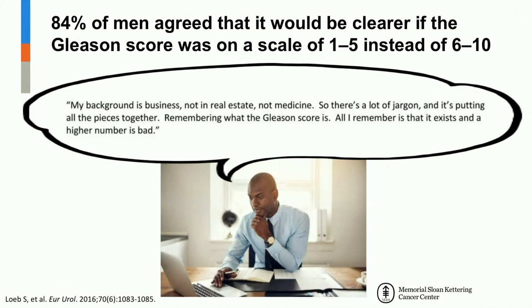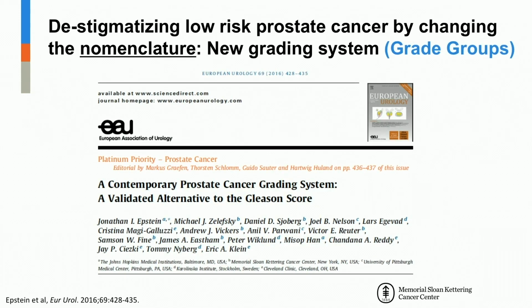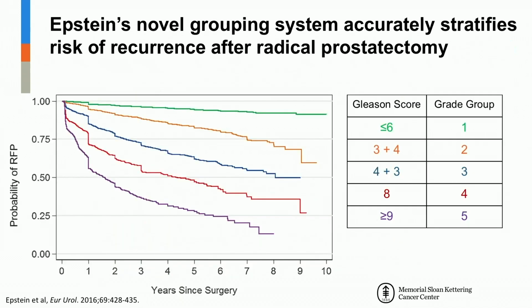Here's a patient who says, my background is business, not real estate, not medicine, so there's a lot of jargon. And remembering what the Gleason score is, all that I remember is that it exists and my number is bad. So de-stigmatizing low-risk prostate cancer by changing the nomenclature is one way forward, and that's one of the rationales behind the new grading system. So instead of the Gleason score, we now have the grade groups 1 through 5, as you are all familiar with.